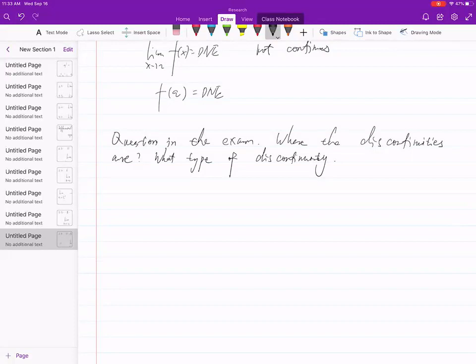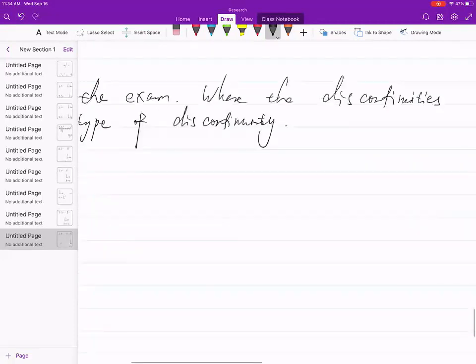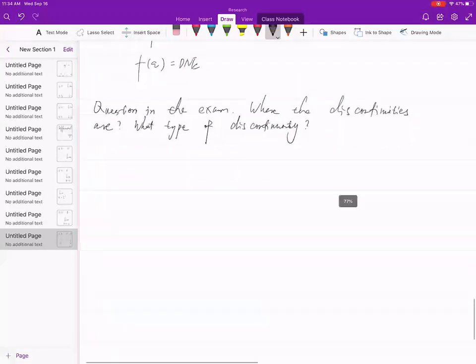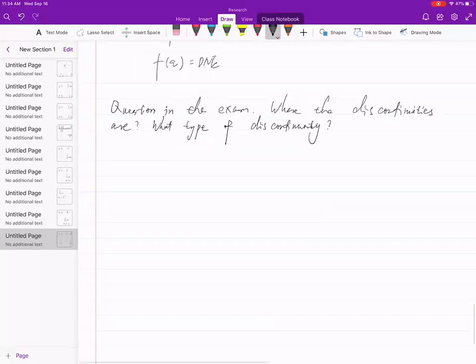By saying a hole, don't say a hole, we call it removable. And a jump is jump, okay? And also vertical asymptote compared to infinity. So just be more professional. But I think you get the idea. It's just the terminologies. That's something I may ask in the exam. All right. Any question before we move on?